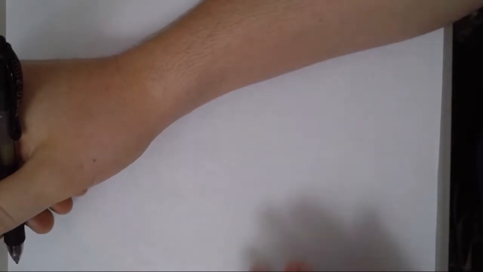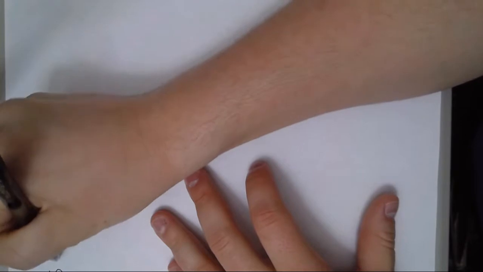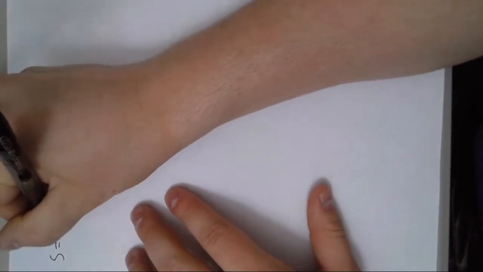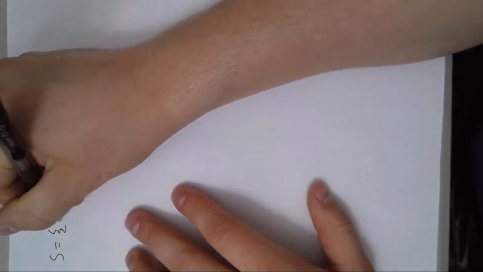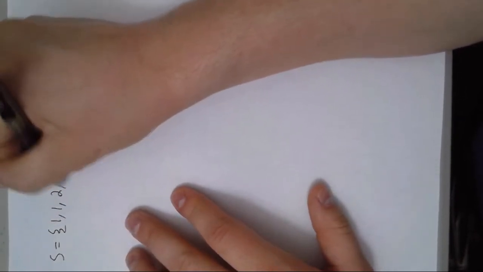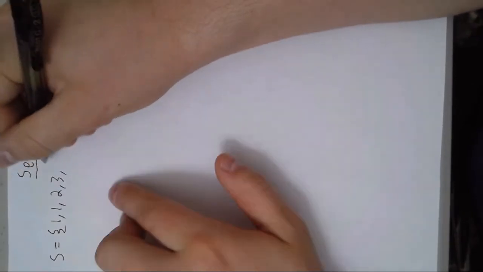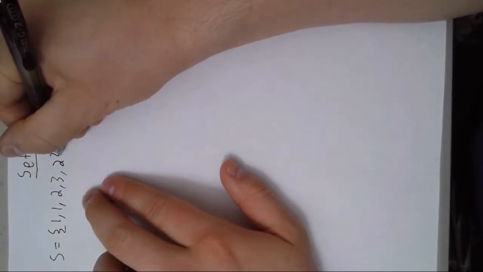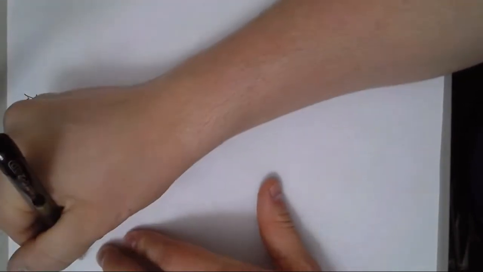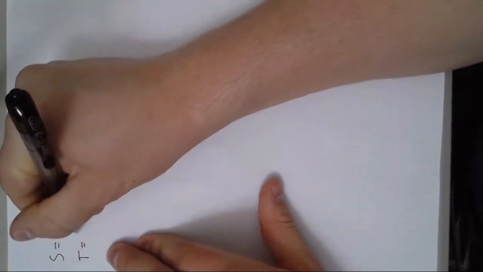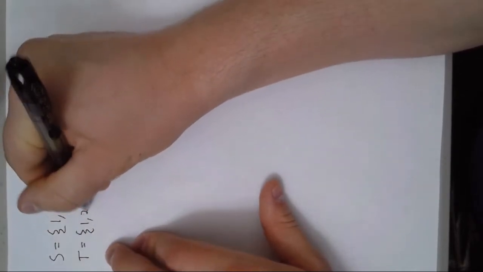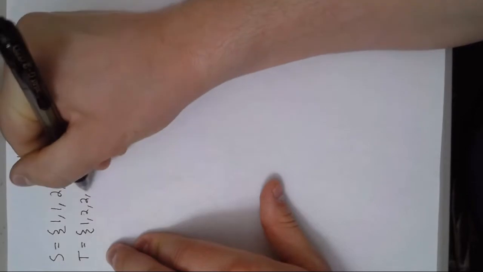So sets are just an unordered list, so you could write the set S as, let's do sets of numbers, so we'll do 1, 1, 2, 3, and remember it's unordered, so let's do another 2 here. And then let's make another set T equals 1, 2, 2, and then 16.